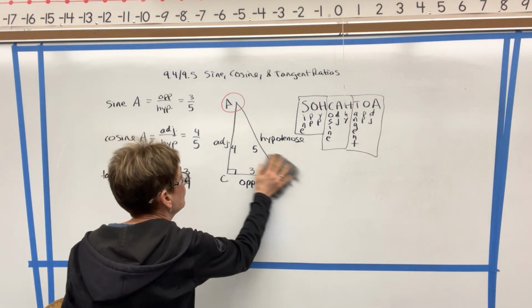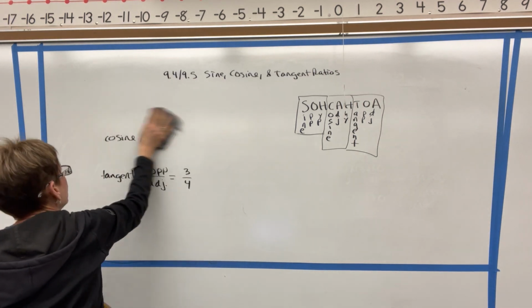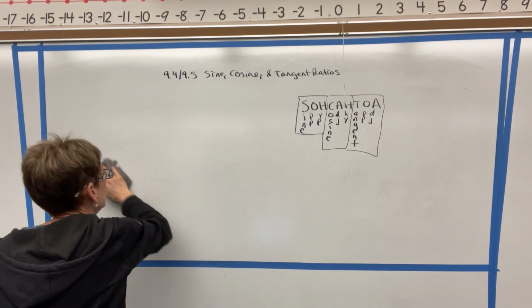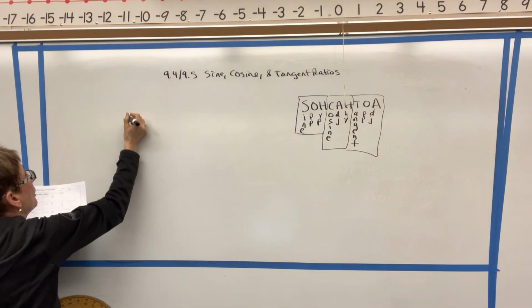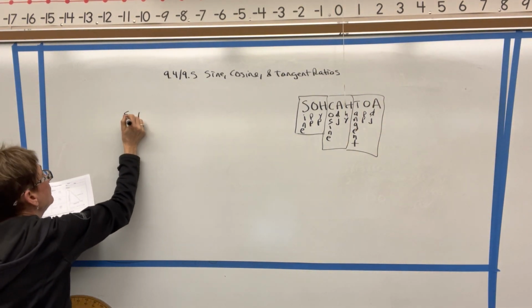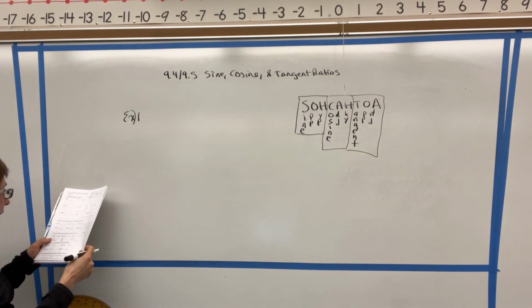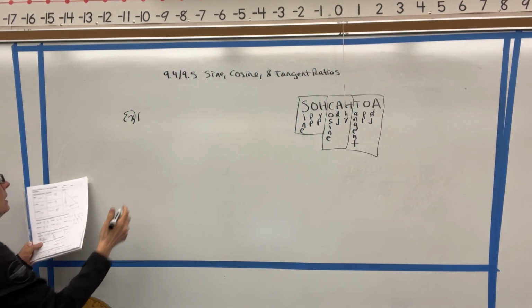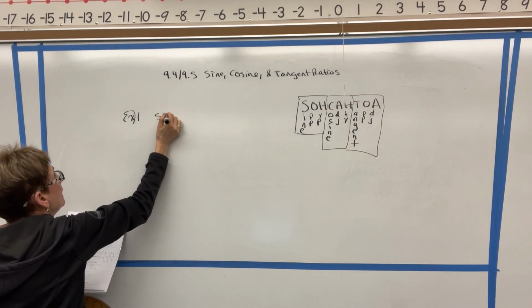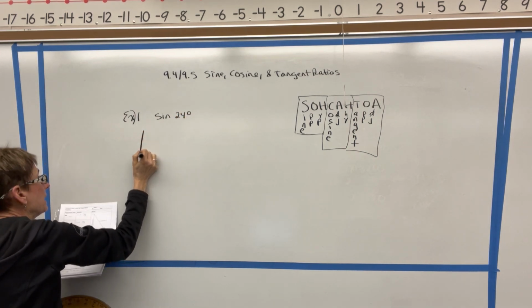Now, let's do a few examples. I think I'll leave the SOHCAHTOA on the board so that you can have that to refer back to. But let's do, I think of this as a little bit harder of a problem. We'll call this example 1. Example number 1: write the expression in terms of sine or cosine. So let's say we say the sine of 24 degrees. Let's take a look at what that might mean.